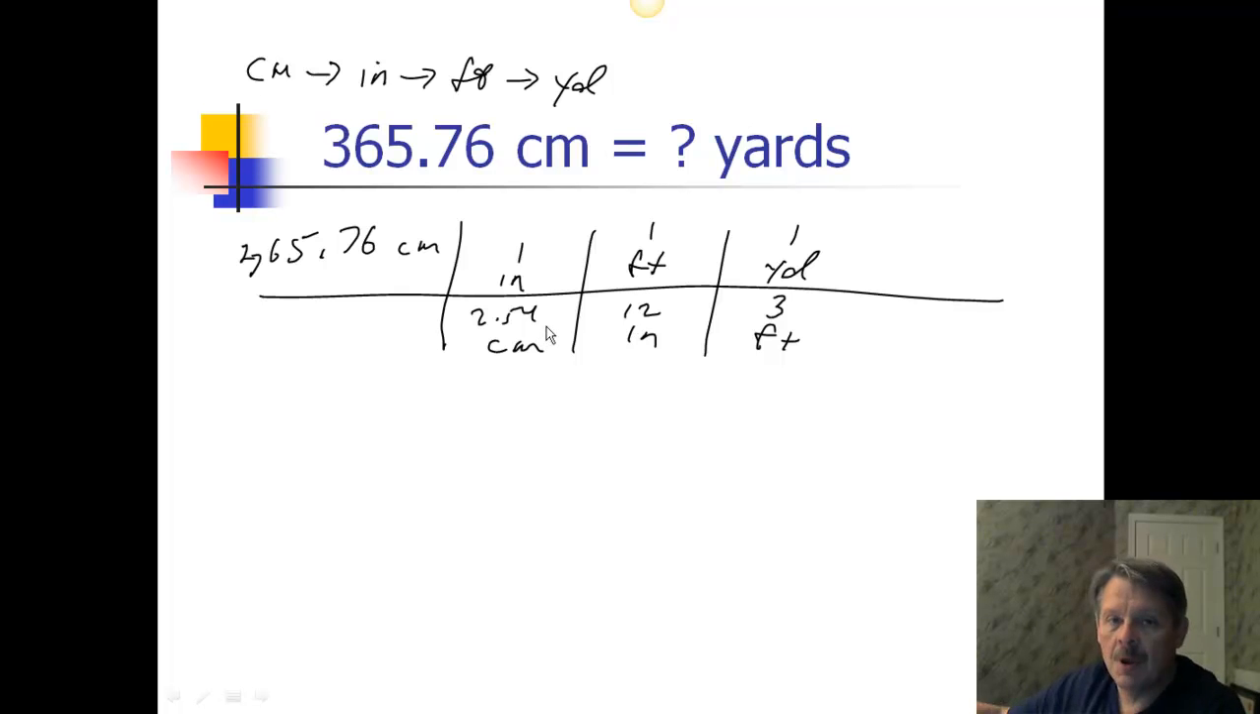So let me grab a calculator just to see what I've got. I take 365.76 divided by 2.54 divided by 12 divided by 3, because everything's on the bottom. That did not work at all, because I put in the wrong number to begin with. 365.76 divided by 2.54 divided by 12 divided by 3, and it is equal to 4. This is equal to 4 yards.